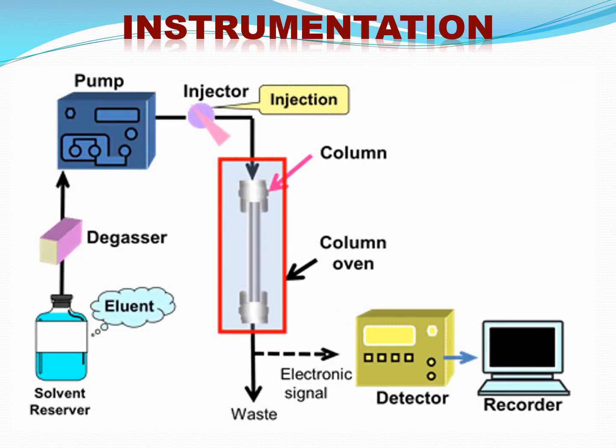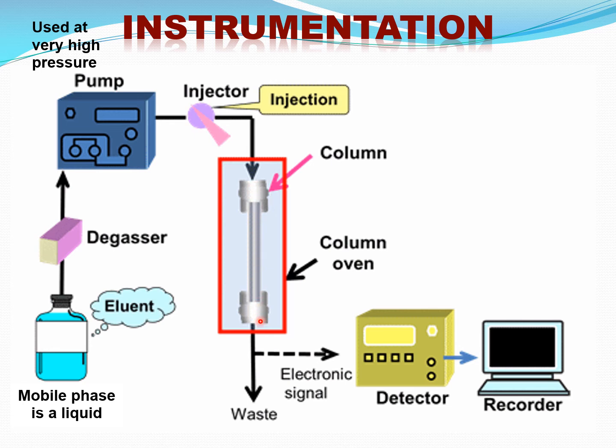How does the instrument work? This is a block diagram of the instrument. Here you have a solvent reservoir. It's a bottle actually, in which you take the solvent, the liquid mobile phase, and using a pump, you are pumping this mobile phase at high pressure into the column. The mobile phase is a liquid, and you are using a very high pressure.